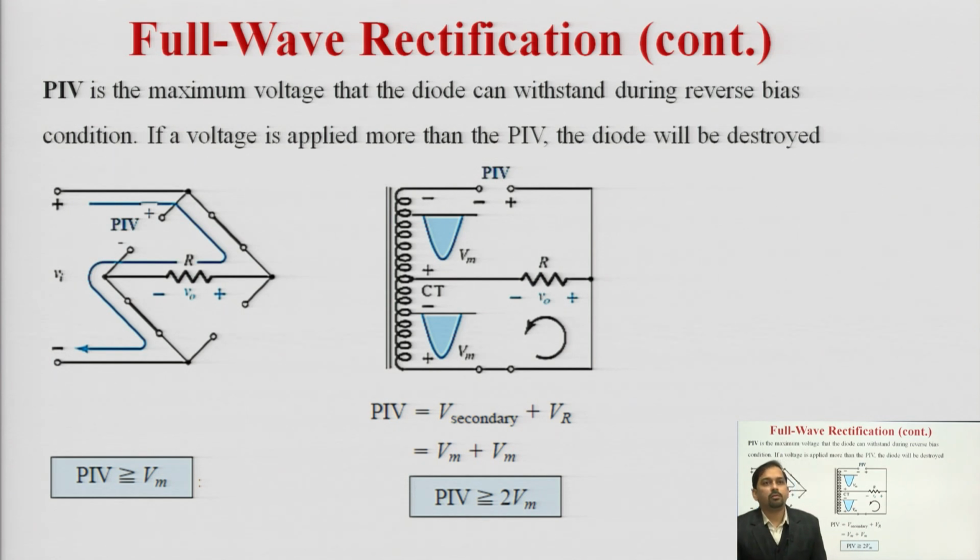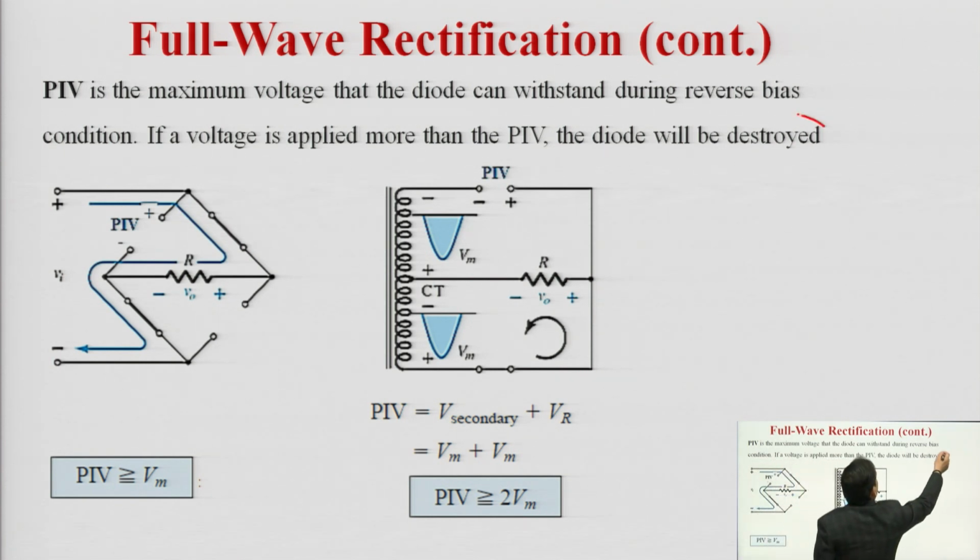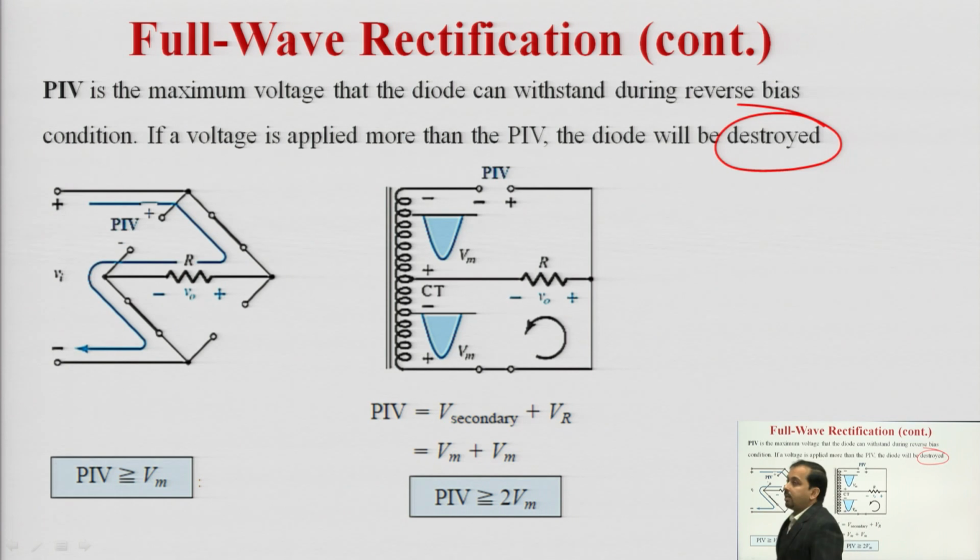Now, one more important factor is the PIV rating. We have already seen for half wave that PIV is nothing but the maximum voltage that the diode can withstand during the reverse bias condition. If a voltage greater than the PIV is applied, the diode will be destroyed, and there will be junction breakdown. So the PIV is calculated when the diode is reverse biased.